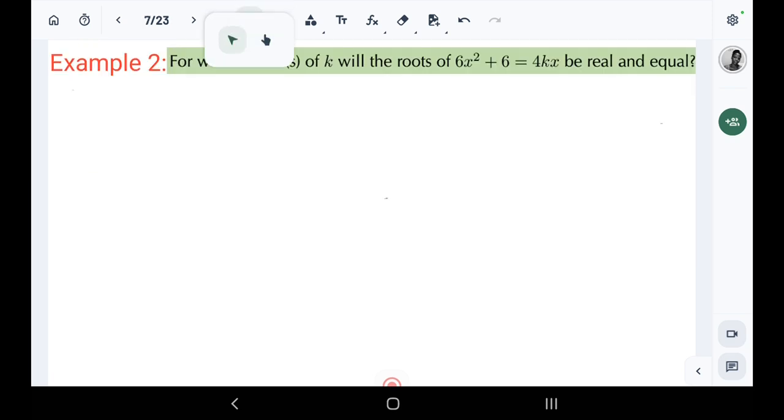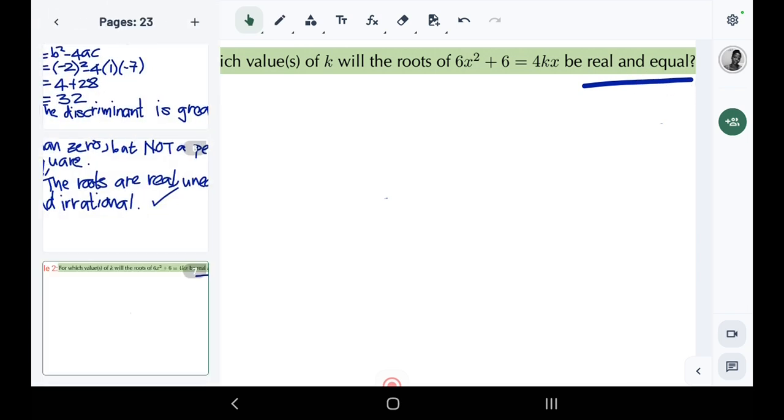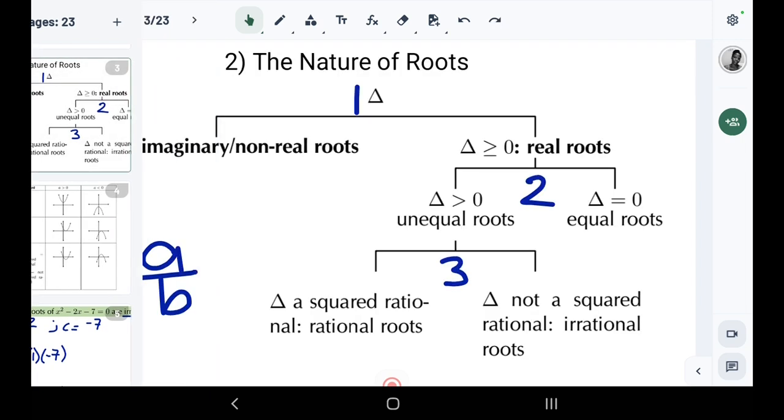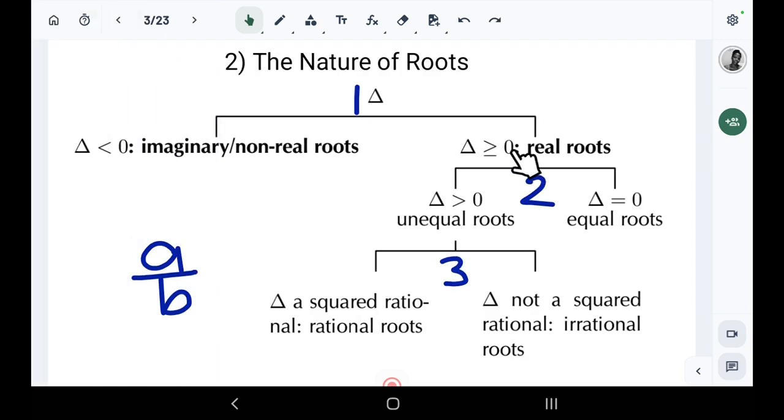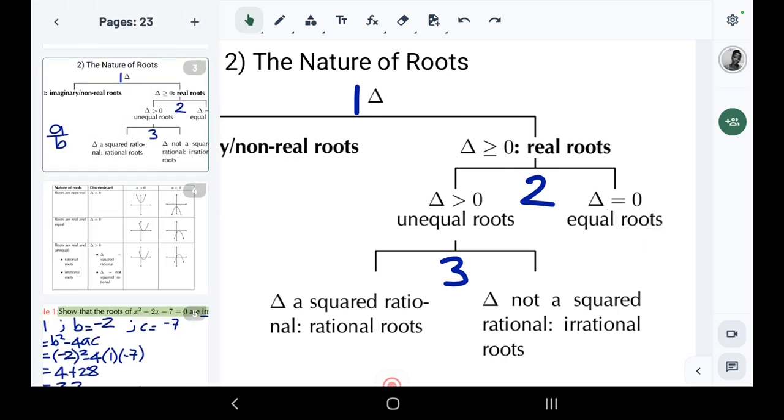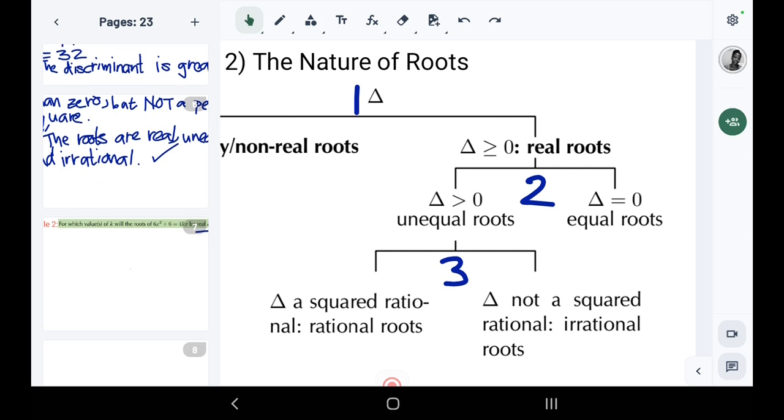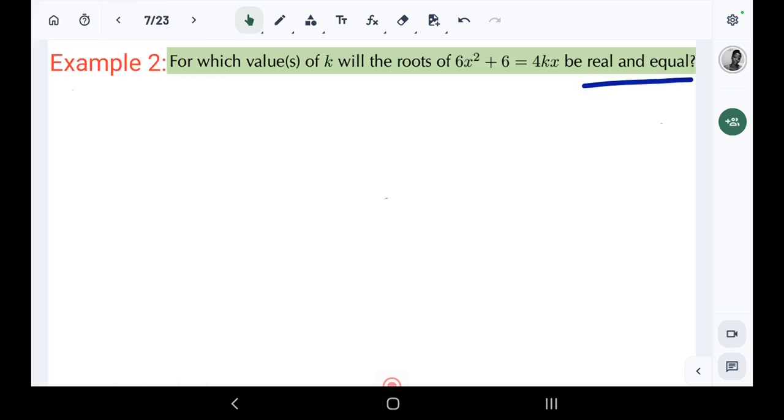Next question. For which value of k will the roots of 6x squared plus 6 equals 4kx be real and equal? Now, when are roots real and equal? Let's go back to the diagram. Roots are real and equal when the discriminant is equal to 0. So what we need to do is find the discriminant and equate it to 0 and solve for k.